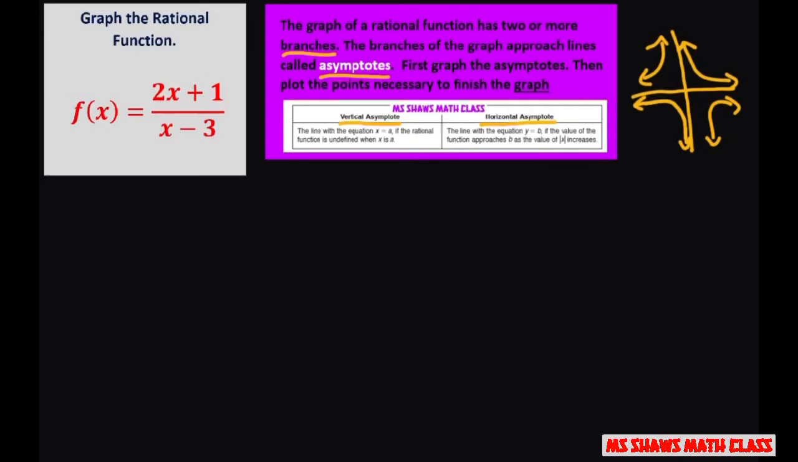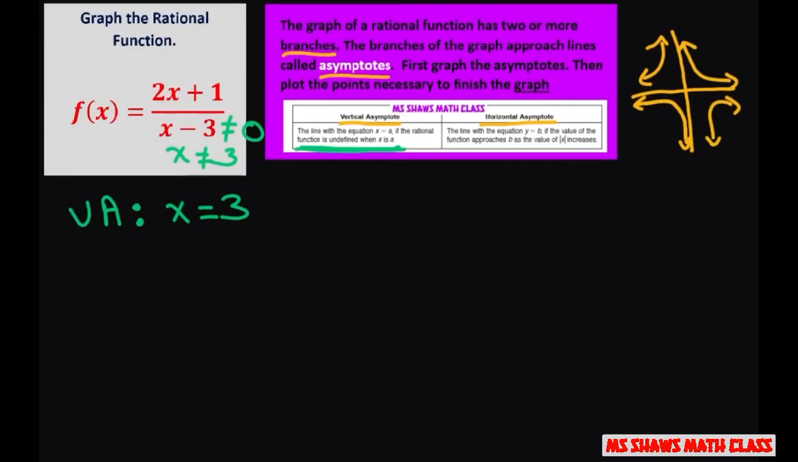The vertical asymptote's pretty easy. It just makes it where the function is undefined. So we don't want our denominator to be 0 because that would be undefined. So we solve for x, we get x cannot be 3. So that's your vertical asymptote because the graph can never cross this x equals 3 line.